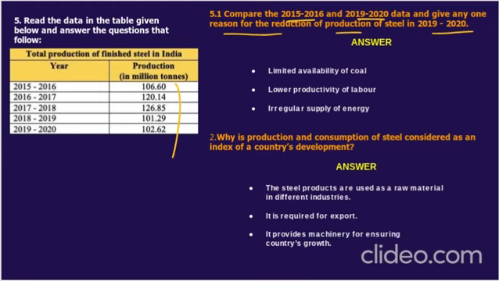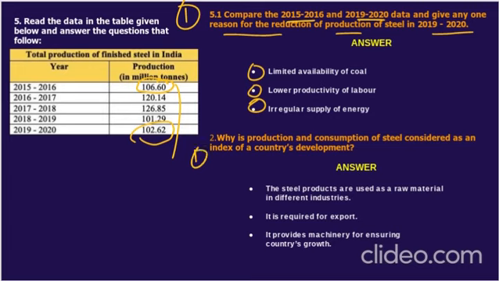Now, here you see 2015-16, it was what? 106 million tons, whereas in 2019-20 it became 102 million tons. Now it decreased. Why did it decrease? So you just have to write any one reason. Three reasons are mentioned over here, you can use any one, because it's a 2 mark question. Here you will get 1 mark, here you will get 1 mark, so just write any one reason.